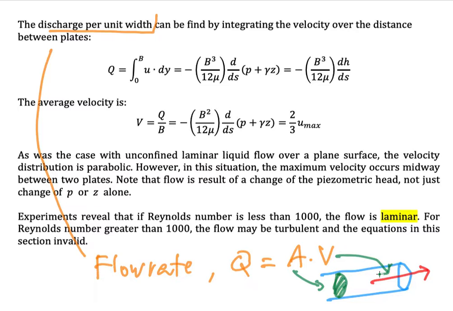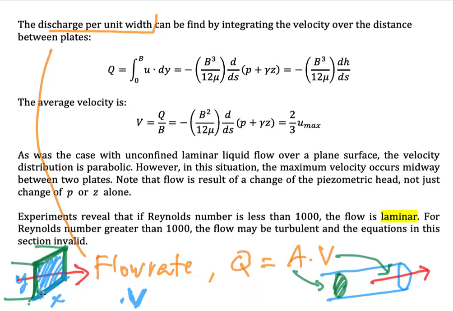However, the words per unit width here mean, let's say we have a square conduit like this, filled with water. If we have a velocity coming from it, we need to calculate the cross-sectional area. The velocity remains the velocity V, but the area is the Y here times X. However, sometimes we calculate in two dimensions, so we assume that the value of X here is equal to 1.